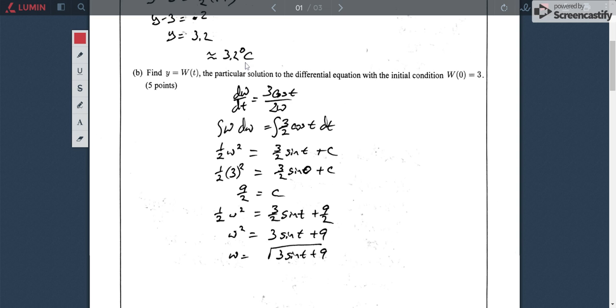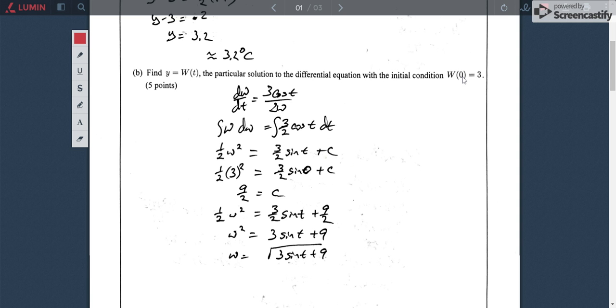Then we want to find a particular solution. So we just want to solve the differential equation. So first thing I want to do is separate. Again, remember that I like the coefficients to stay on the right side. So the only thing I want to move to the left side is w. On the right side, I have 3/2 and cosine. Integrate w, we get 1/2 w squared. 3/2 is a coefficient, so it stays. Integrate cosine, we get sine, and then don't forget your plus c.